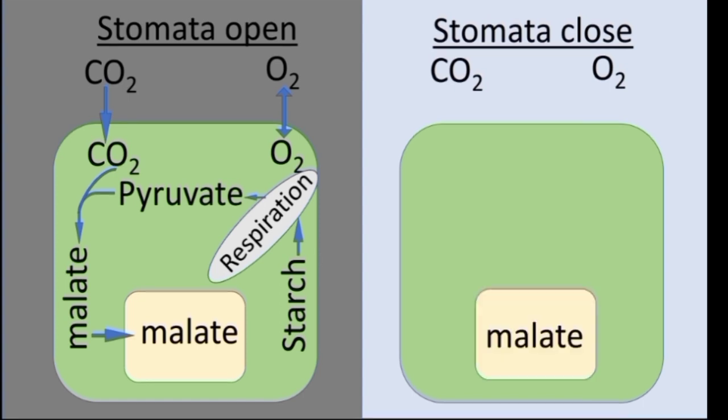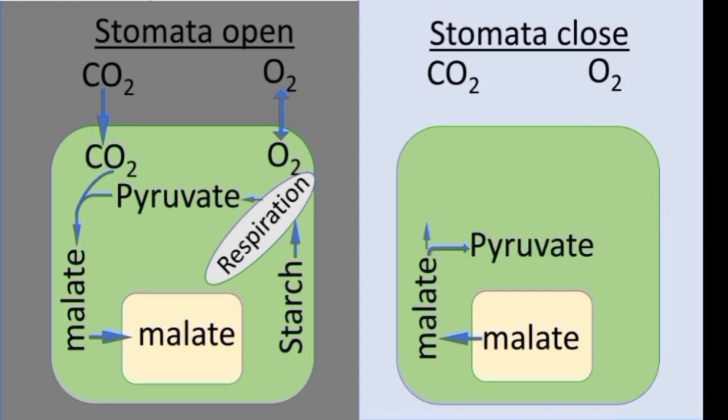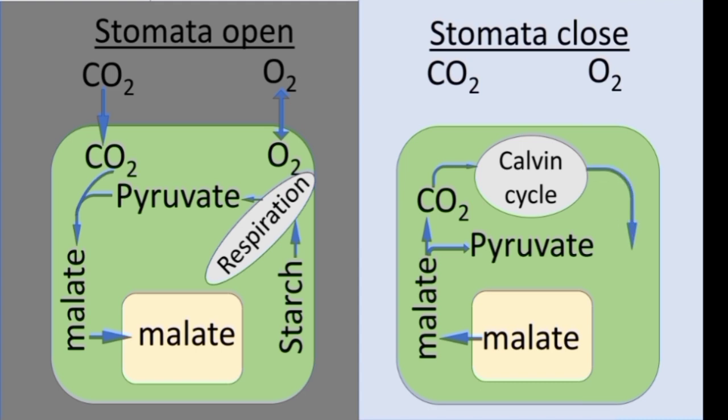So what happens? Malate that was stored in the vacuoles is transferred to the cytoplasm outside the vacuoles, where it releases carbon dioxide and forms pyruvate. This carbon dioxide enters the Calvin cycle of the photosynthesis and forms starch. Pyruvate is also converted to starch, and thus in the daytime, when the stomata are closed, photosynthesis takes place with the help of carbon dioxide that is released by the malate.